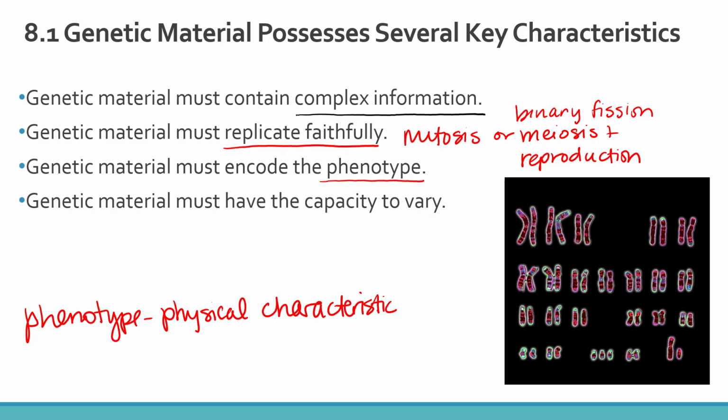But these phenotypes are not always just the physical outside manifestation of our genes. It's also all of the metabolic processes that run the organism. So it's what we see, the physical characteristics, but it's also how we work and how we run. And all of those instructions have to be encoded in the DNA as well. And then finally, genetic material must have the capacity to vary. This is going to be the basis of our understanding of evolution and change over time.